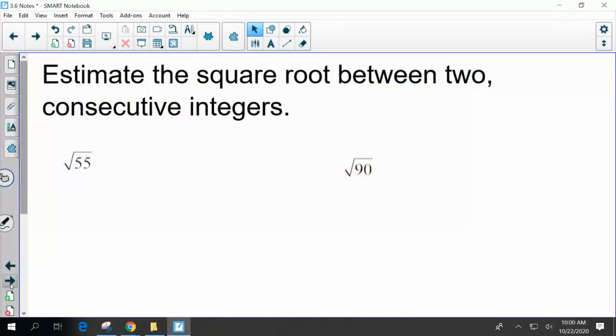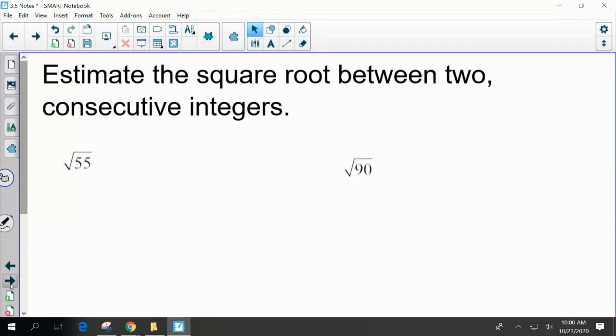All right, so for the first problem, we are estimating the square roots between 2 consecutive integers. What does consecutive mean? Think of it, if I say that the team won 2 consecutive games in a row, or back to back, that's what it means, back to back or in a row. Like the numbers 3 and 4 are consecutive, they're back to back. So 2 consecutive integers.